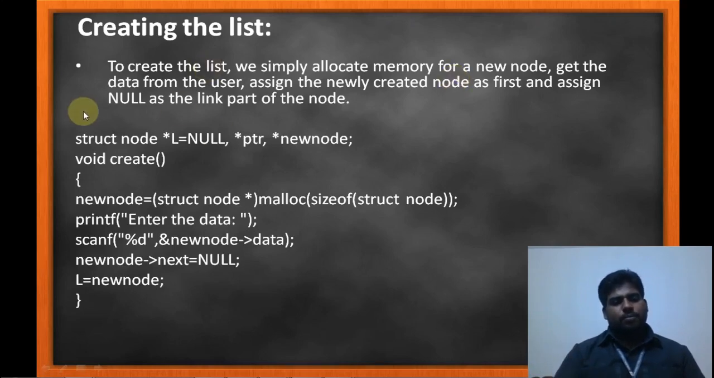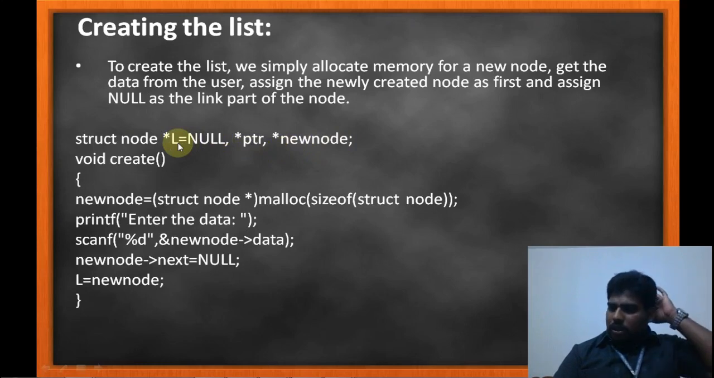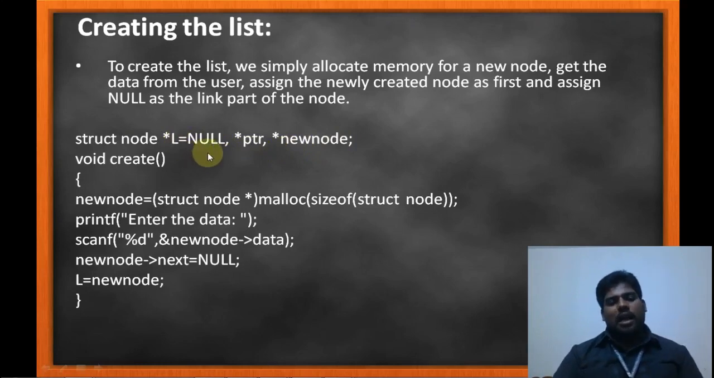Here I am going to create the structure variables. struct node, 3 variables I created here: one is new node, another is a pointer, and another is L. L denotes the starting position. So I initialized it as null. Null means we say it is a null pointer.